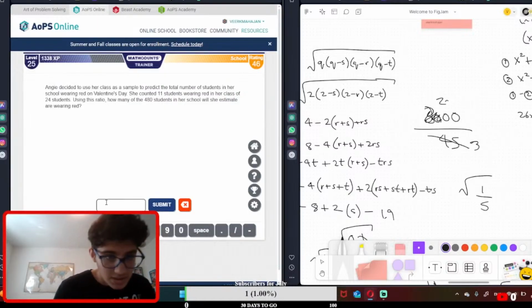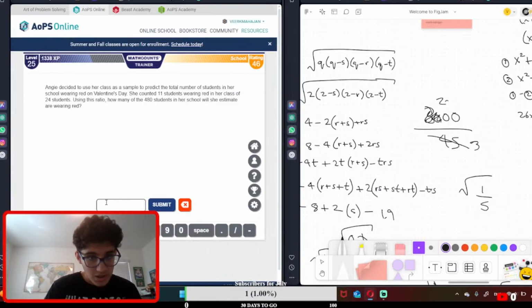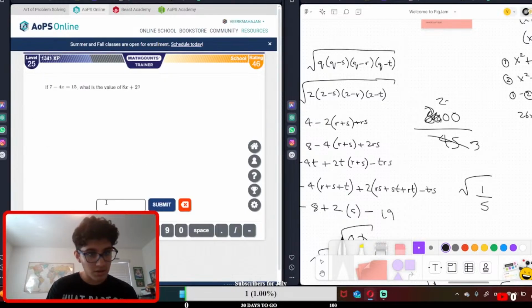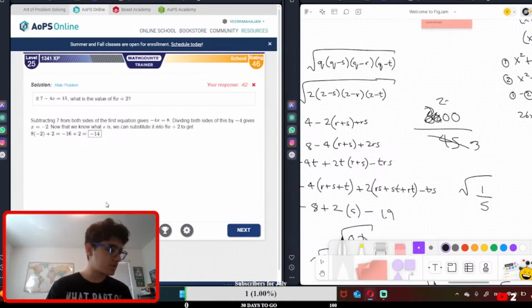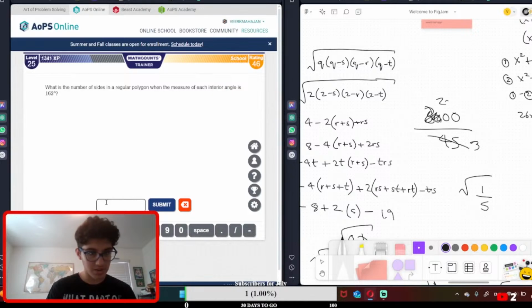Angie decided to use her class as a sample to predict the total number. She counted 11 students wearing red in a class of 24. So out of 200, it should be 220, right? What is the value of 8x plus 2? 4x is negative 8, so negative 62. I multiplied it by 8 instead of just by 2, so that was my mistake.